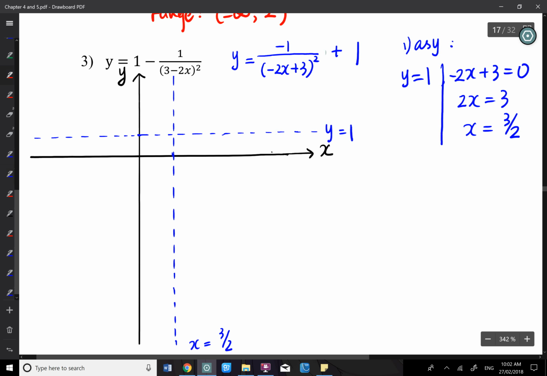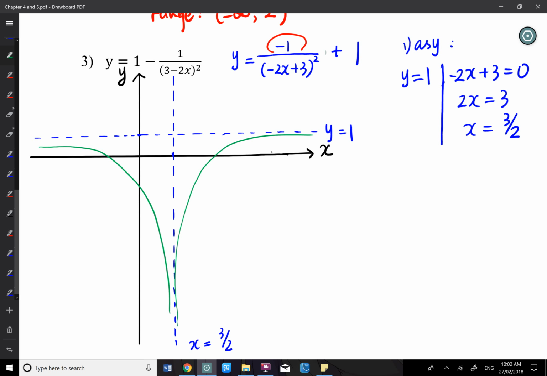Well, because it's a negative on top, I'll have the bottom graph. I'll have those two graphs. I don't know where it will pass through yet, so some shape like that. There will be x and y intercepts. So again, I'll solve for the x and y intercepts.